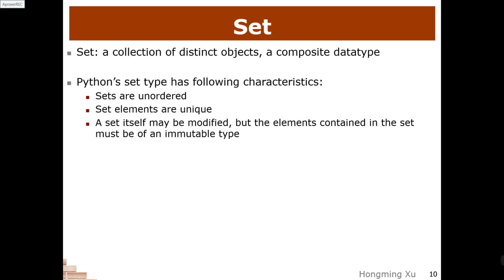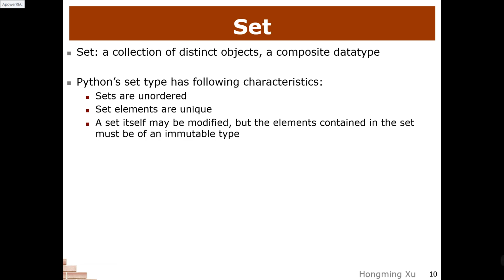Okay, that is the dictionary. Now let me go through the set. Set is also a composite data type in Python. Just like a dictionary, it is a collection. It includes a collection of distinct objects.